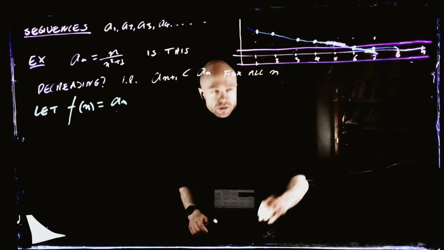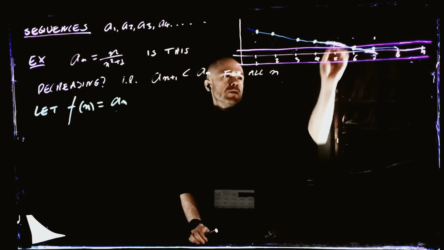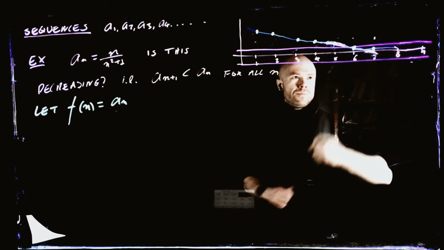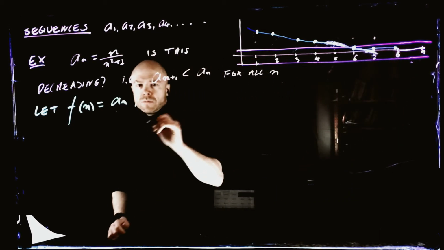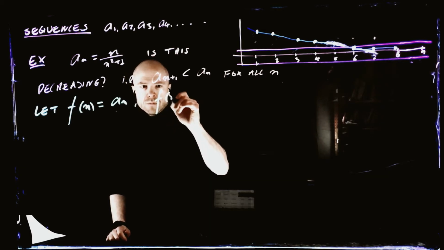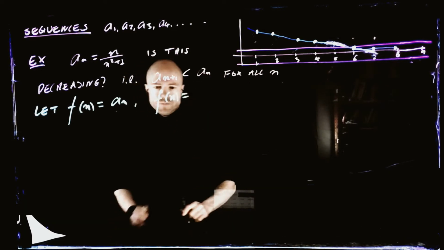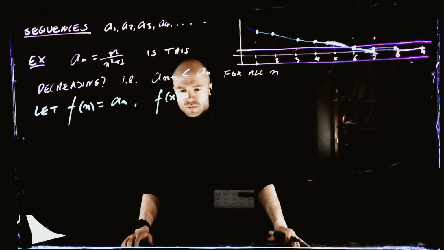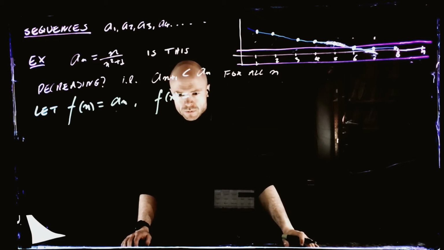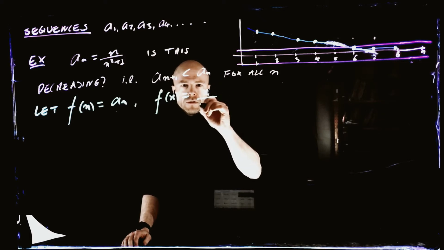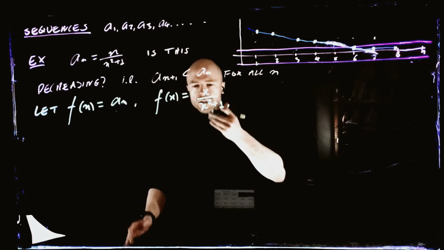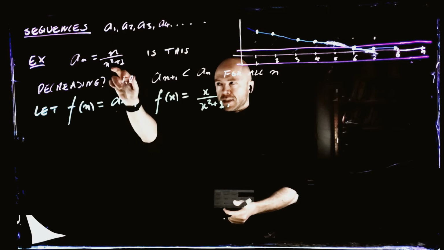What function is going to do that for us? Someone hasn't spoken yet. What function will do that for us? F of x equals what? Come on. Perfect. That thing exactly does what we want. We stick in n into this, we get exactly a_n.